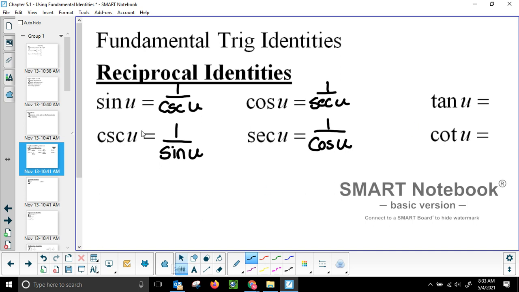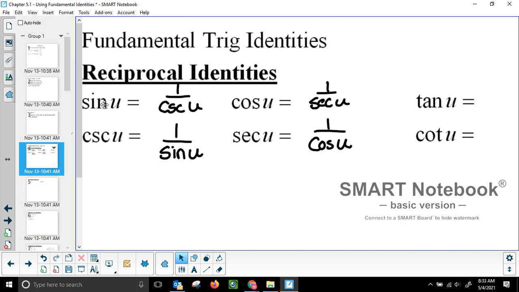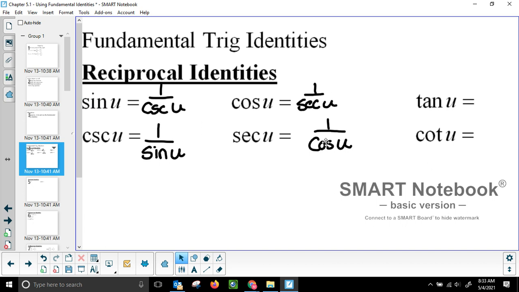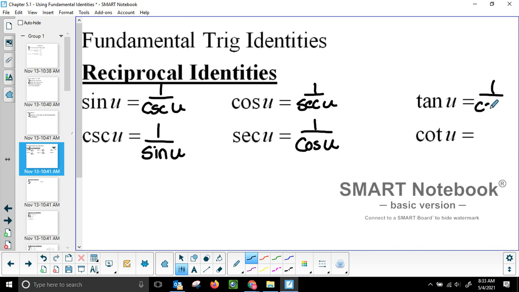And last but not least, of course, tangent and cotangent are reciprocals as well. So tangent of u is 1 over cotangent u, and cotangent u is 1 over tangent of u. So those we should have pretty well down at this point, right? We've been using them for quite some time.